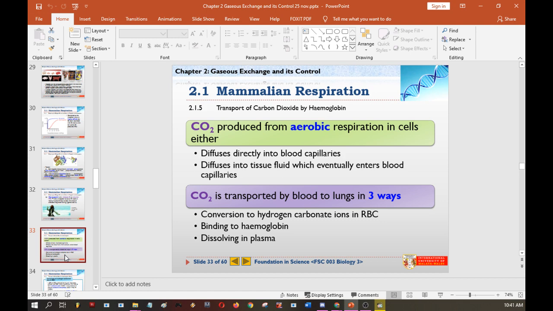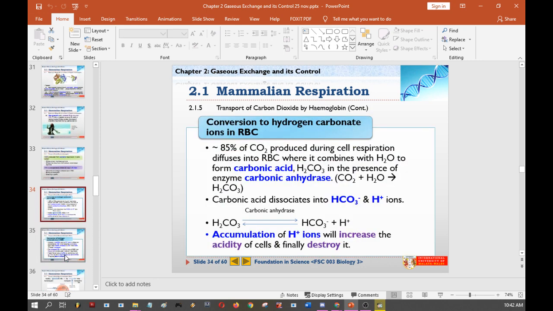CO2 is produced from aerobic respiration in cells, diffused directly or into tissue fluid, and goes to the lungs in three ways: in plasma, in hemoglobin, and by conversion into hydrogen carbonate ions. Conversion to hydrogen carbonate ions happens in the RBC. 85% of the CO2 released during respiration will be turned into HCO3 minus and H plus. H plus will be absorbed by the hemoglobin, and HCO3 minus will just float in the fluid of the blood.